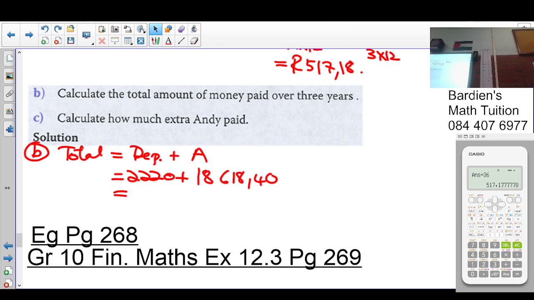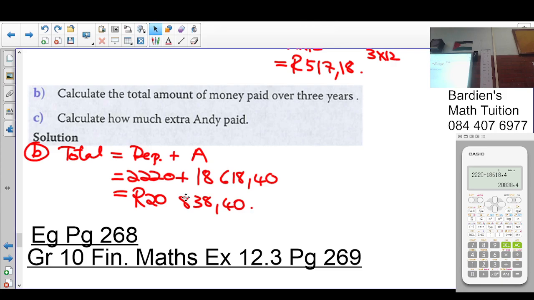So let's use the calculator. 2,220 Rand plus 18,618 Rand and 40 cents is 20,838 Rand and 40 cents.